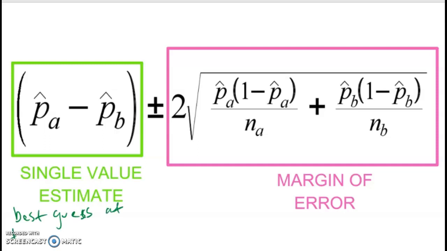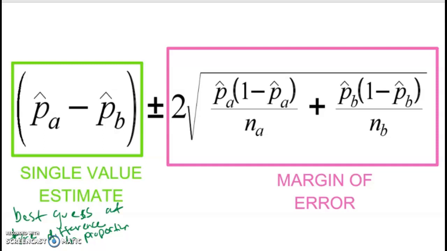It is not the true difference in proportions. This value can never be calculated. It's not the true difference, but it is my best guess at what I think it is. You can never actually calculate a true anything, because that can only be calculated if you were given an infinite amount of chances or an infinitely large population size. So this is my best guess. The single value estimate is not the true difference in proportion.